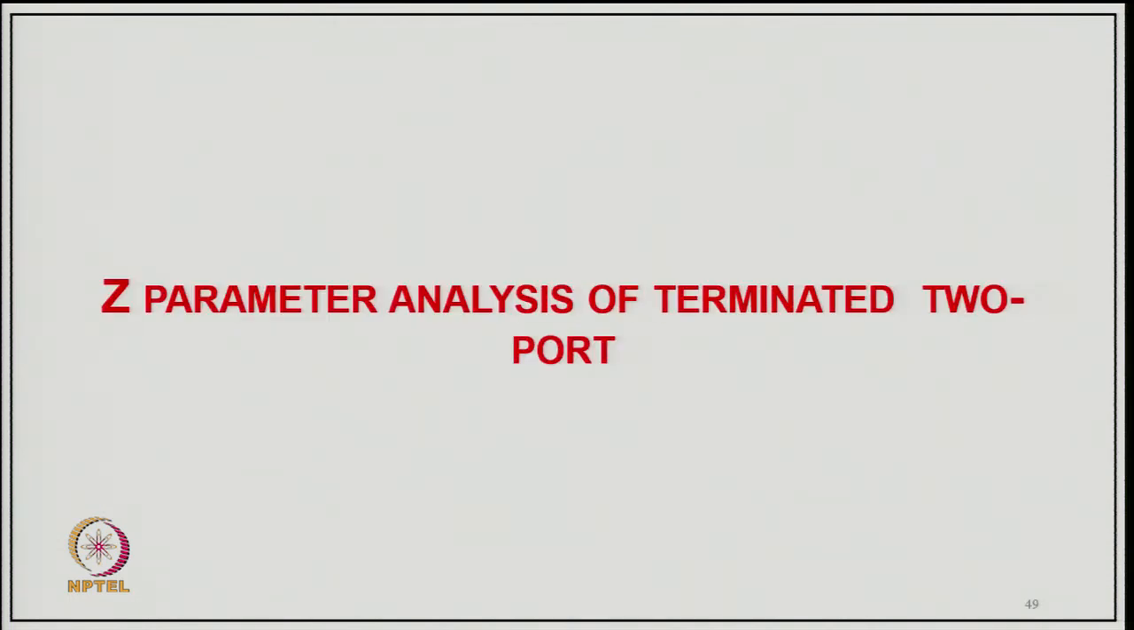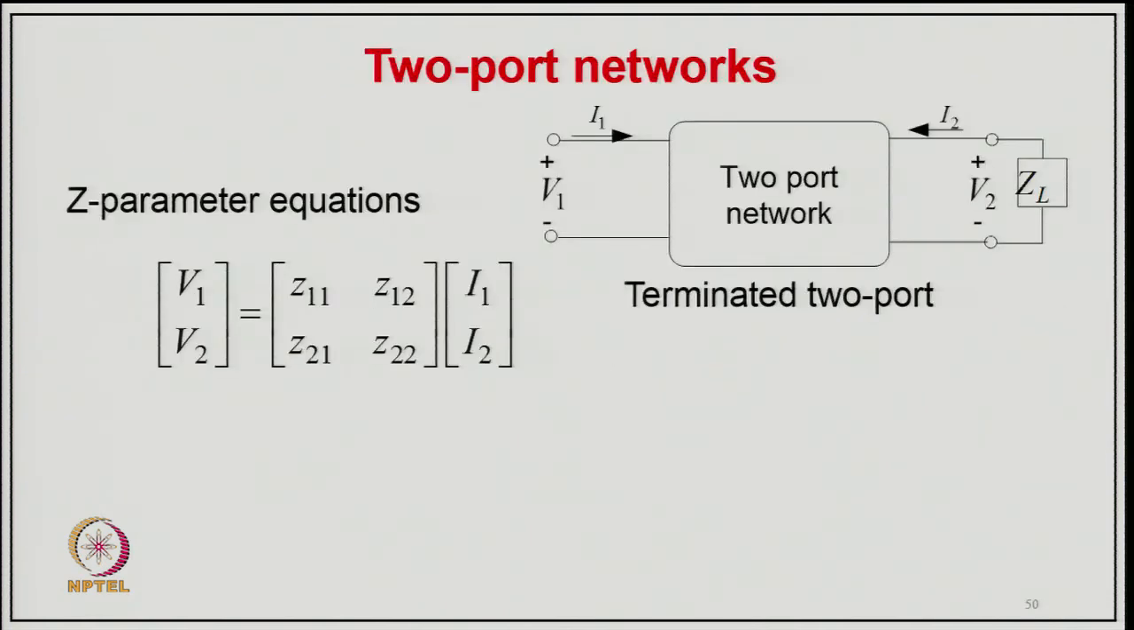Now, coming to Z parameter analysis of a 2-port network. As a typical example, we take this network and consider a load impedance ZL at the output. Now V2 will be minus I2 ZL, because the current I2 flows through ZL as well as into the 2-port network. We can put in the value of V2 and simplify the network.